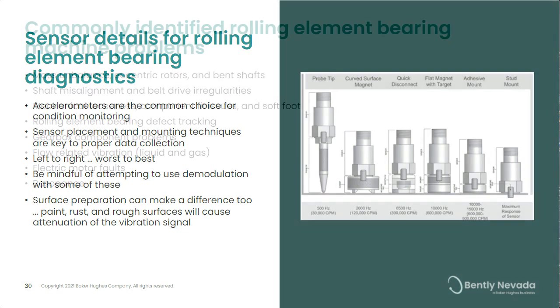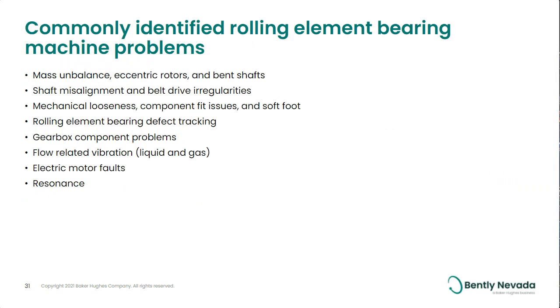Shown here are some of the machine faults commonly identified for rolling element bearing machines using some plot types that we will discuss in upcoming slides. Faults like unbalance and eccentric rotors or bent shafts, misalignment conditions created when machine shafts are not collinear or when belt drives are installed improperly, looseness both due to installation or improper fit and soft foot conditions, defects inherent to rolling element bearings themselves, gearbox component faults, flow-related issues like cavitation and turbulence, motor-related electrical faults, and resonance.